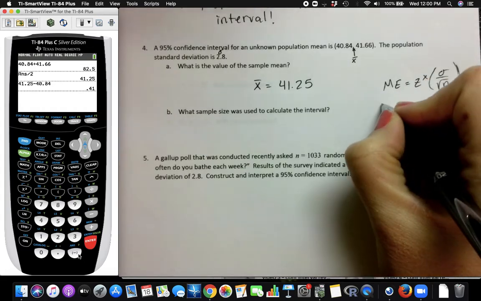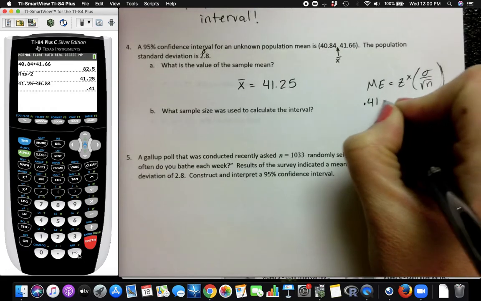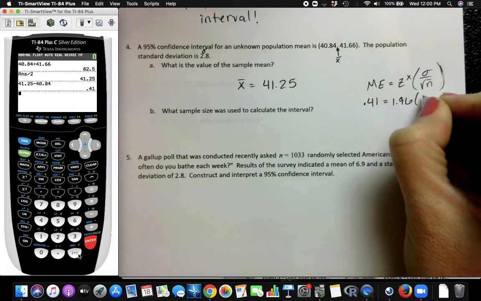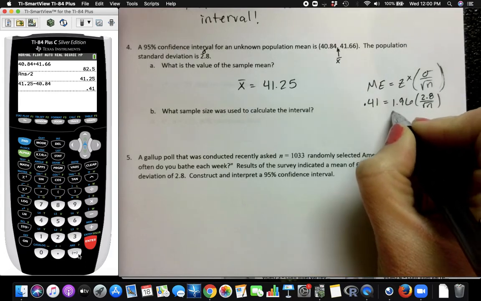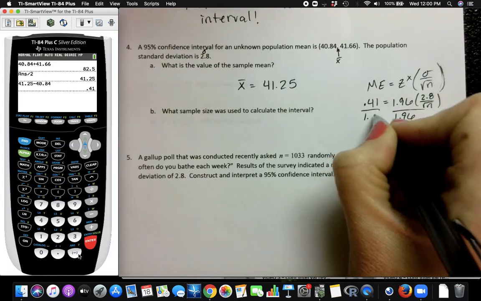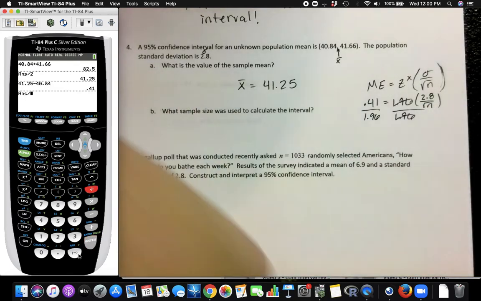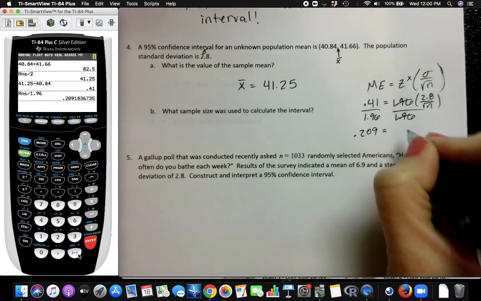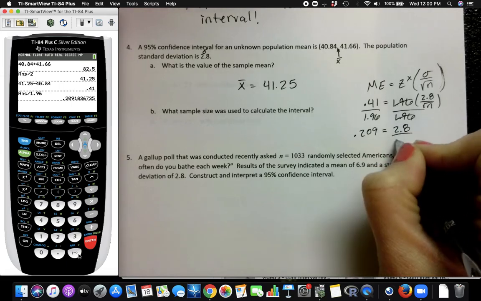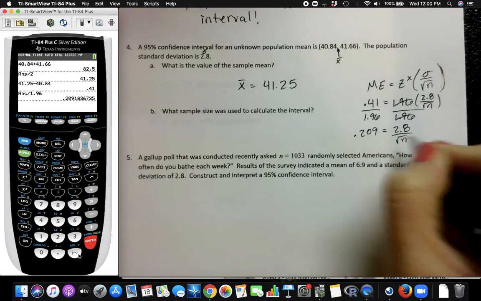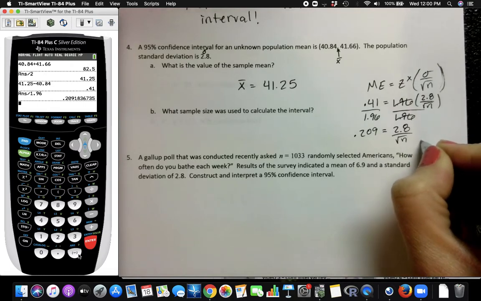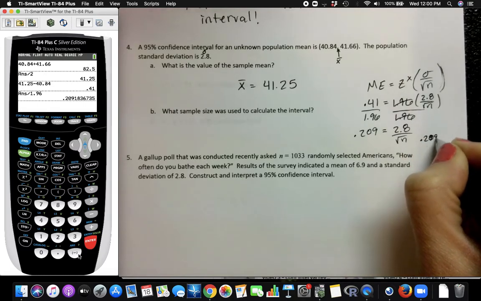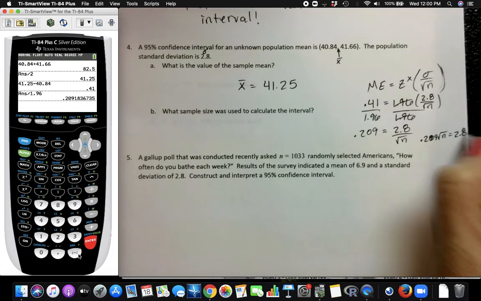So my margin of error is 0.41 equals 1.96 times 2.8 over the square root of n. So we've solved a few like this already. Divide both sides by 1.96. So 0.209 equals 2.8 divided by square root of n. Multiply both sides by the square root of n. So I'm going to have 0.209 square root of n equals 2.8.